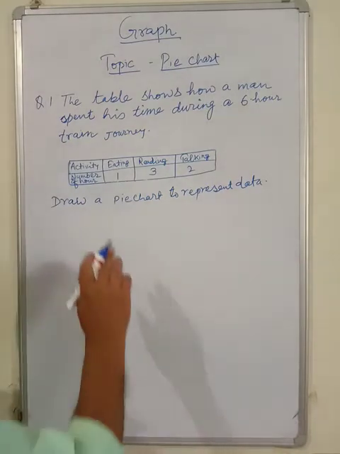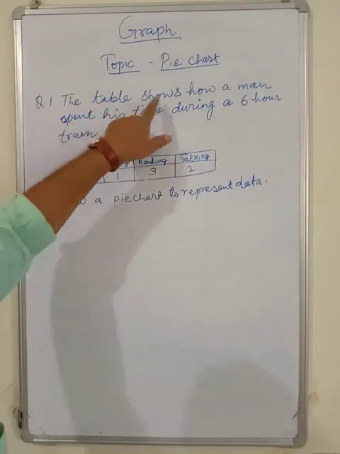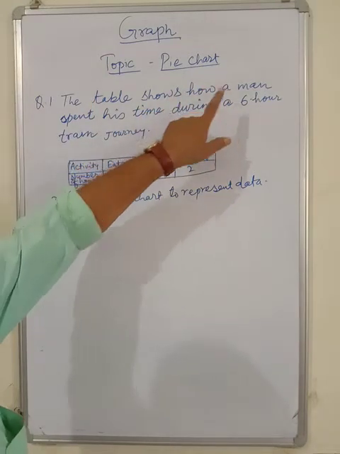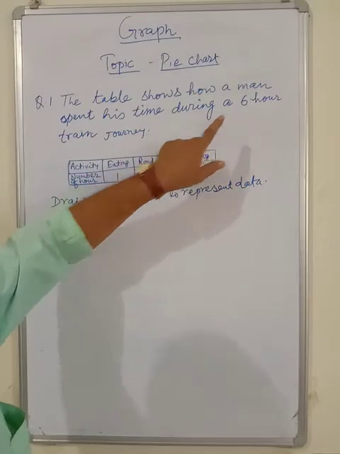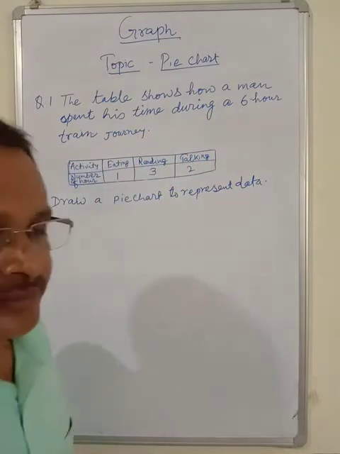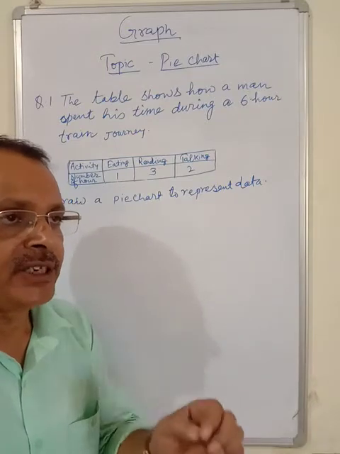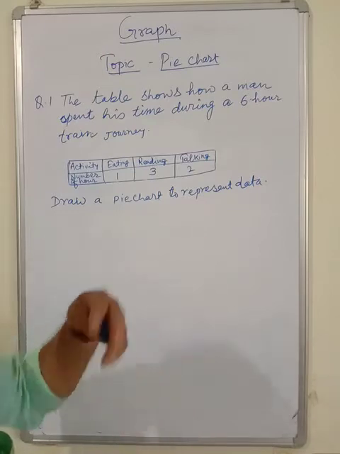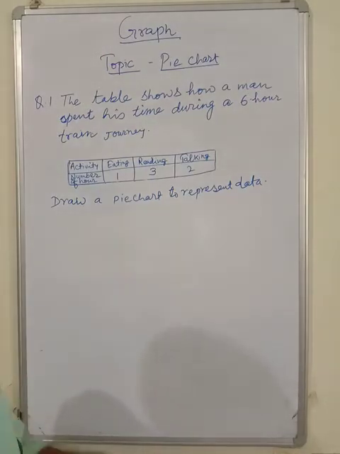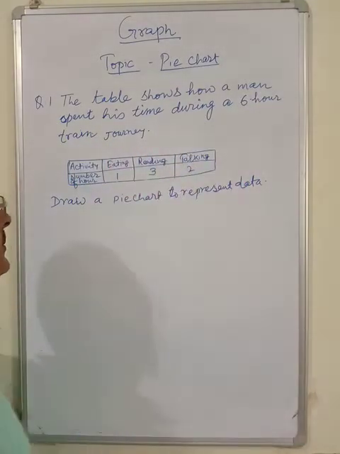See, this is the table. The table shows how a man spent his time during a 6 hours train journey. You are going by train. The total time he spent on train is 6 hours. And how he spent his time, for what activities, how many activities he had done, you can see in this table.